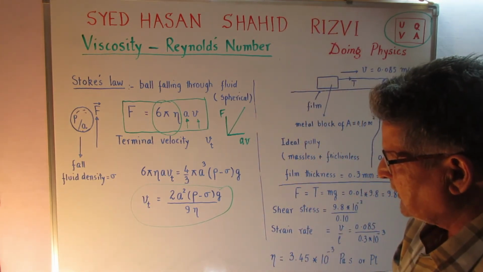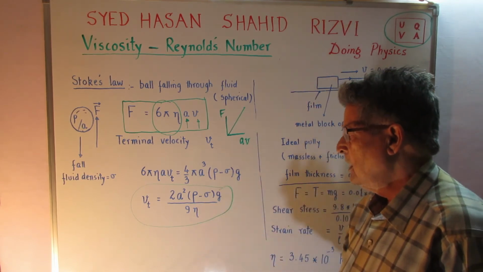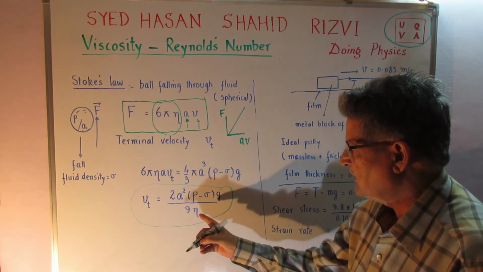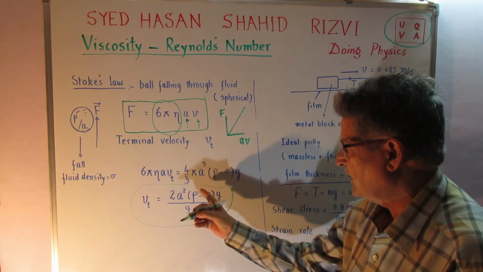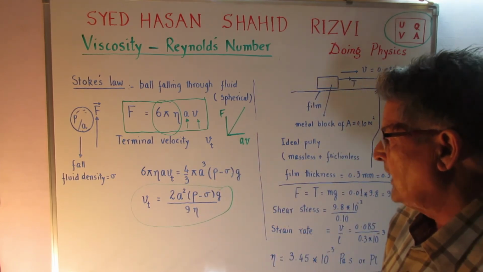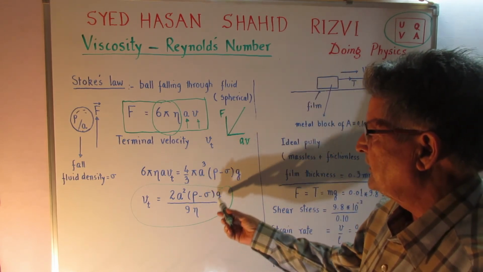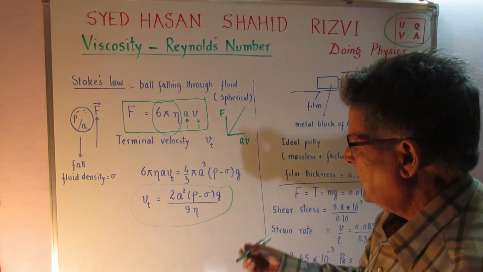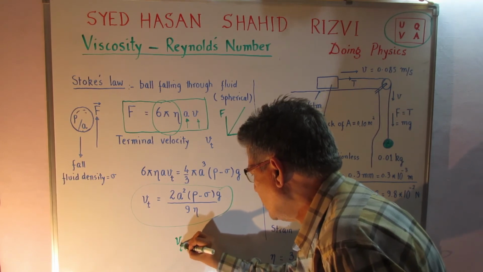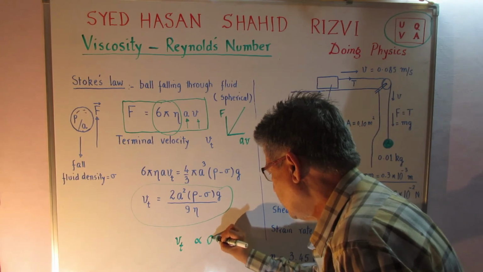The terminal velocity at the surface of the earth for a given fluid, of course, the things are G is constant, eta is constant, 9 is constant, 2 is constant, rho minus sigma is constant. If the fluid and the solid falling through that fluid are well defined, then what we find is that this Vt, the terminal velocity, is naturally proportional to A square.